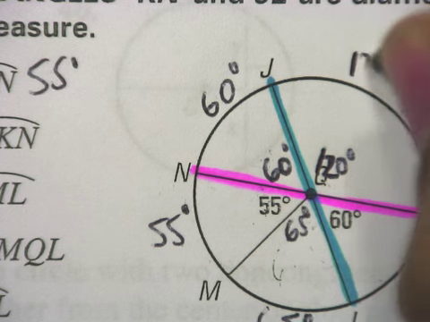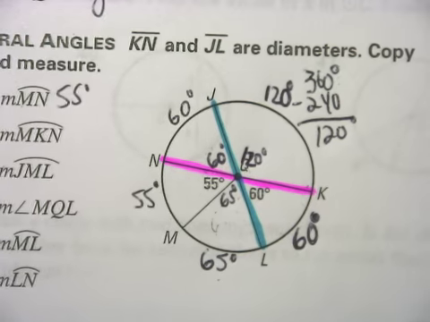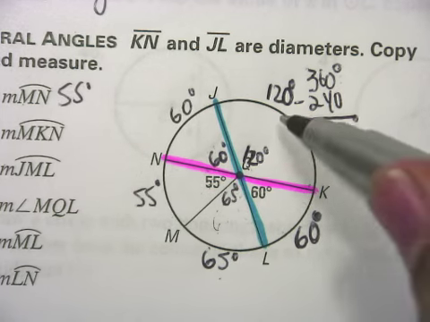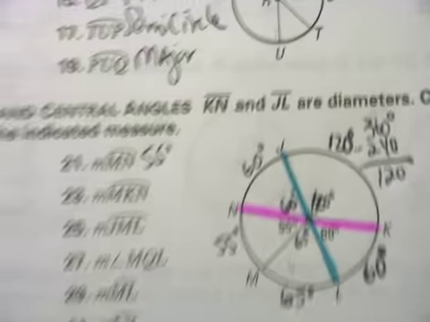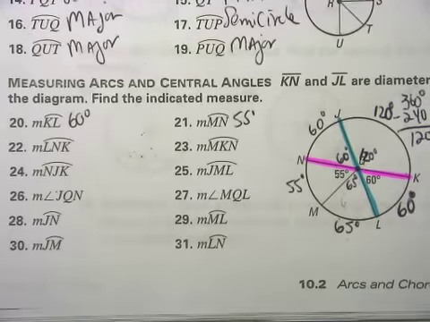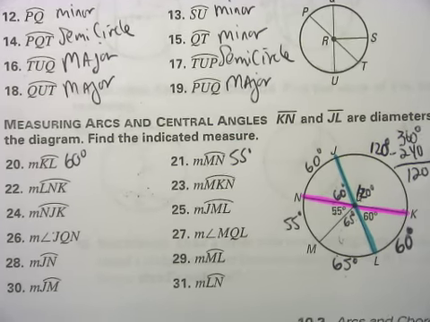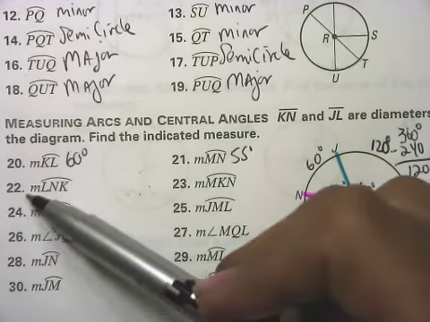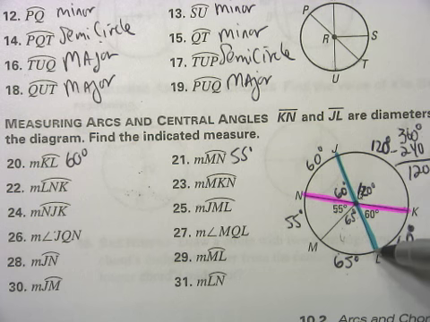So then I know that this angle here is going to be 120 degrees, and this arc out here is also going to be 120 degrees. And if I add all of them up together, they equal 360. And now that I have that missing information, well, now I can answer the rest of the questions. Let's go back to question number 22. They wanted to know the measure of arc LNK.